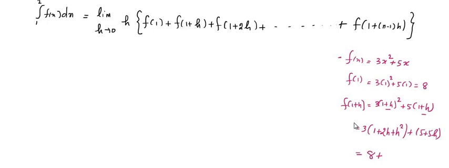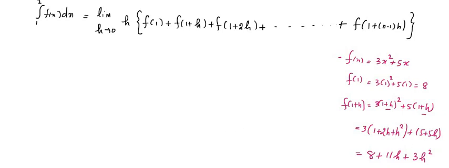Plus, see the h term. What is the h term? Here 3 into 2h, that is 6h, plus here 5h. 6h plus 5h is 11h. Group the like terms. That's all, 11h. Next term is 3h square. Therefore this we got as f of 1 plus h.